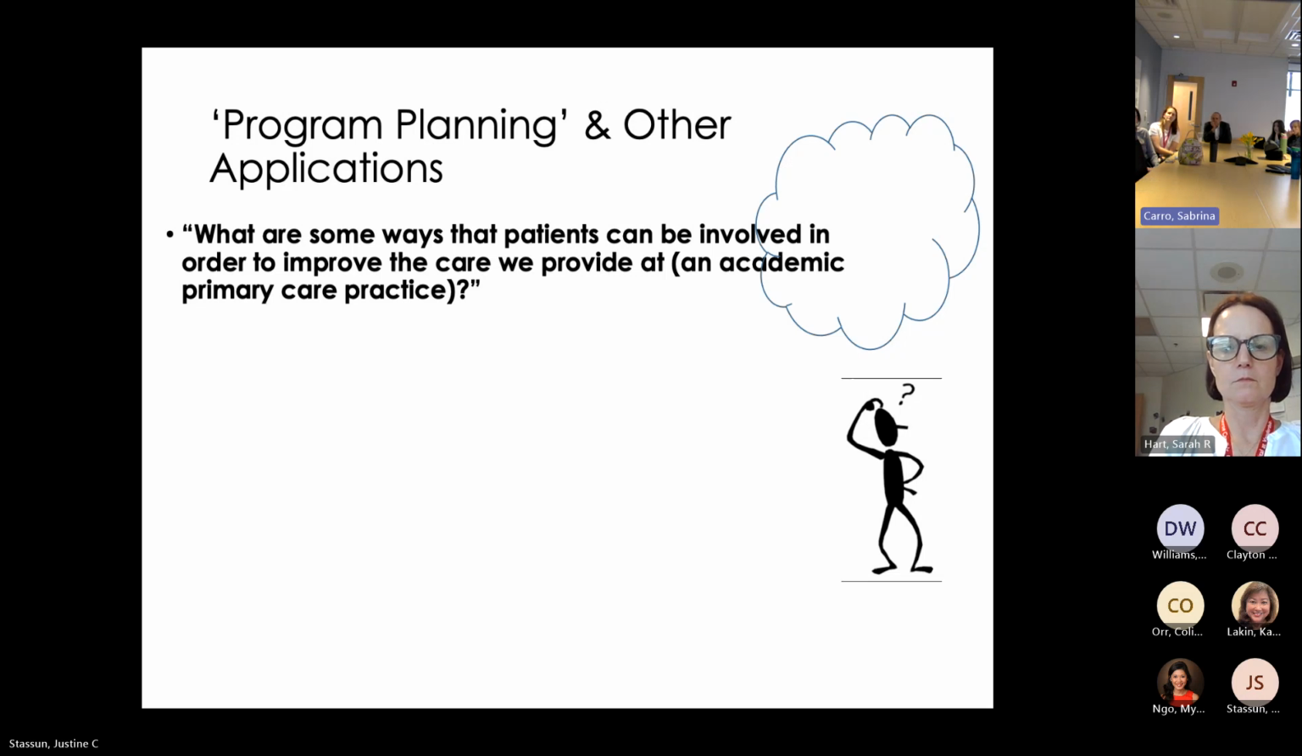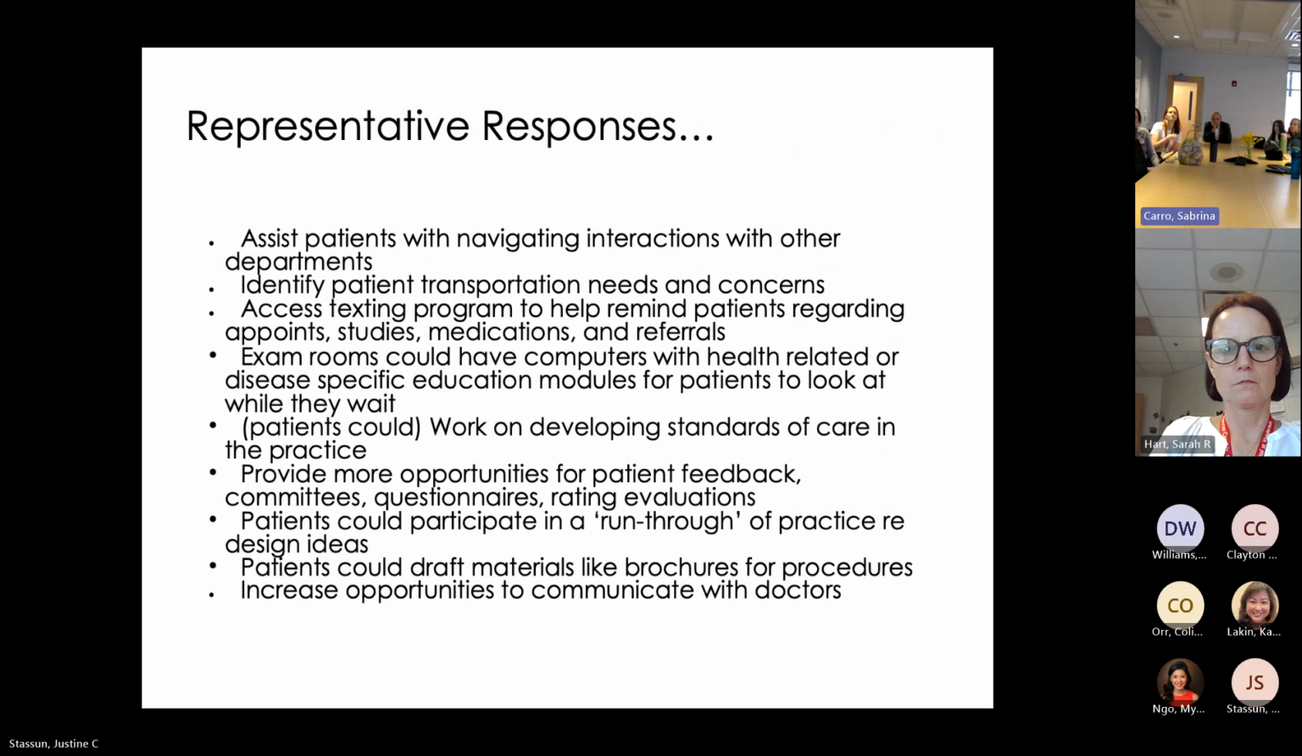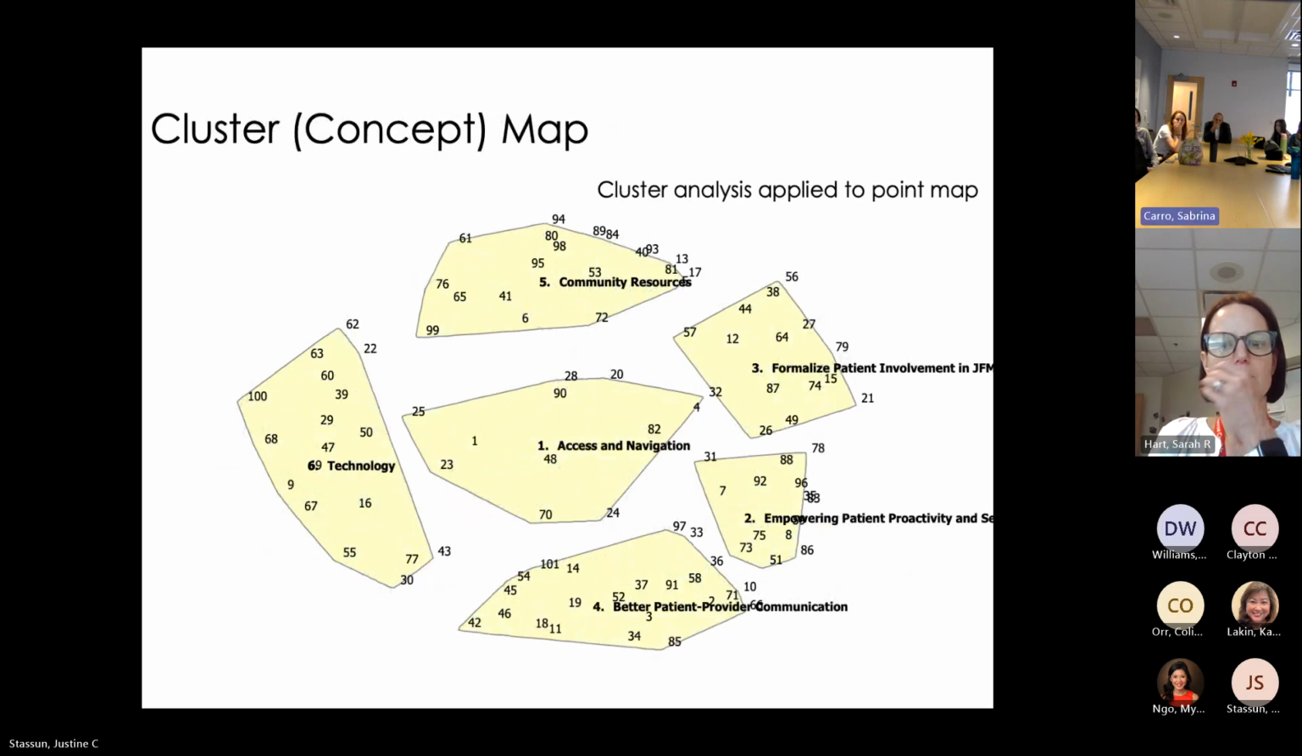So I wanted to show it to you because it illustrates the other things that this technique can do. So go ahead and advance. Here's a few representative responses. Again, the prompt was, how can patients be involved in order to improve the care we provide? It's the first project, about 100 responses. I always get about 100 responses. Go ahead and advance one.